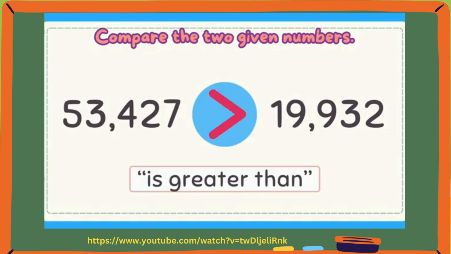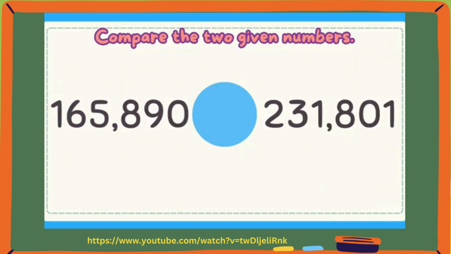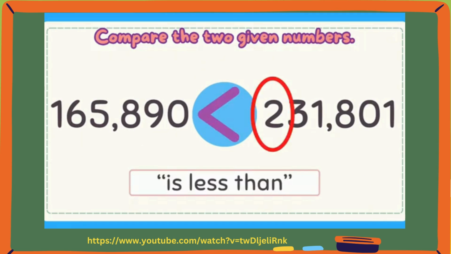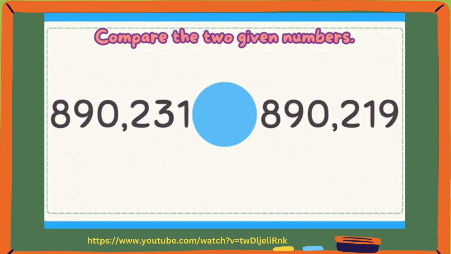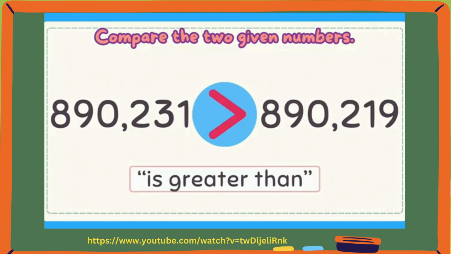Very good. 53,427 is greater than 90,932 because 5 is greater than 1. Another one. They have the same number of digits, but 2 is greater than 1. That means 165,890 is less than 231,801.